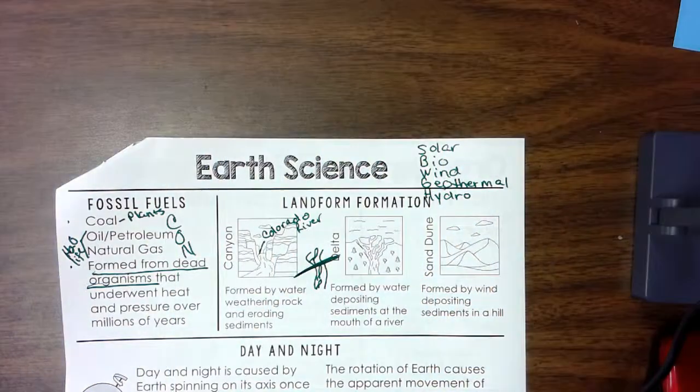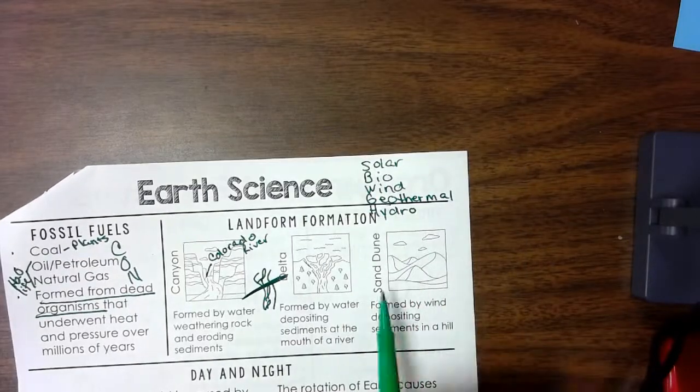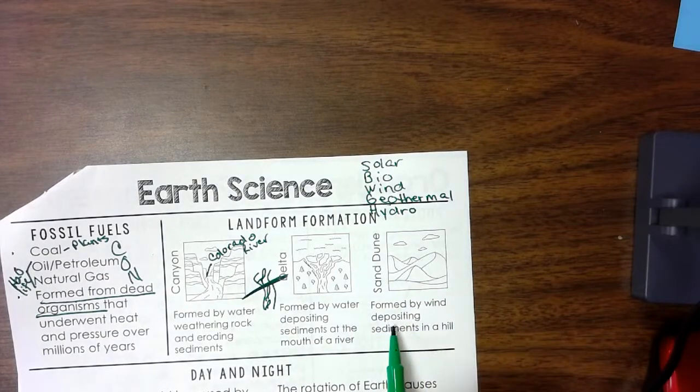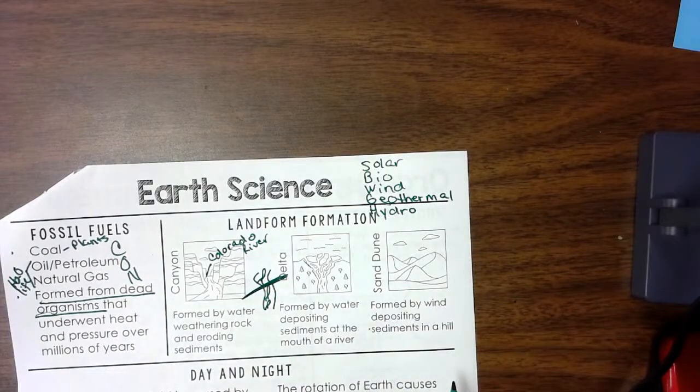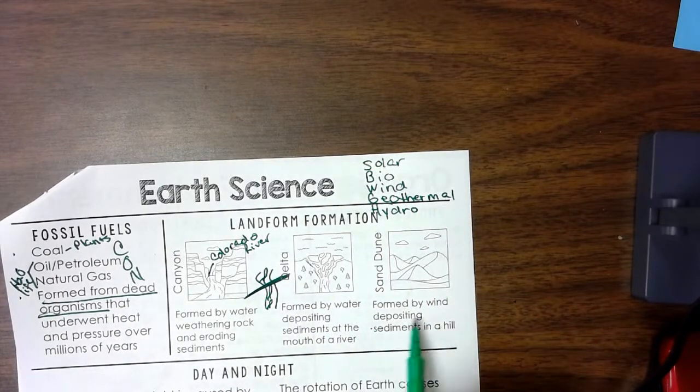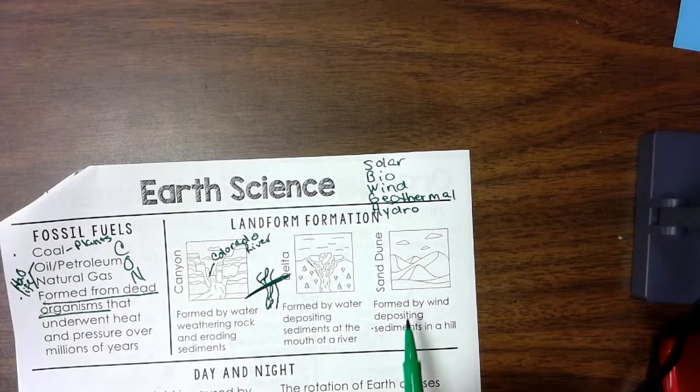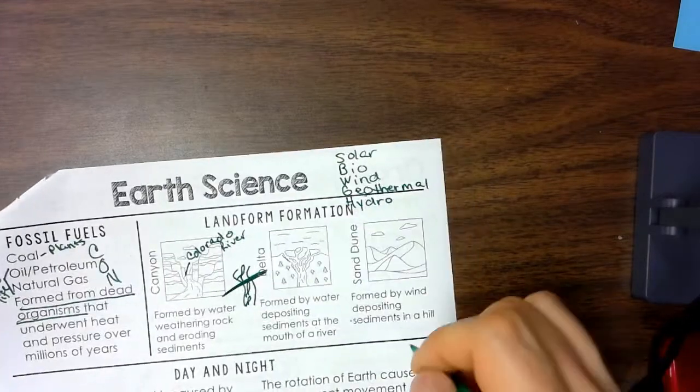Ooh, yeah. Okay. Sand dunes formed by wind. Wait, how do I get that sand pile to go from here to here? I could blow it, right? Sand dunes are formed by wind. Remember, blow. All right.